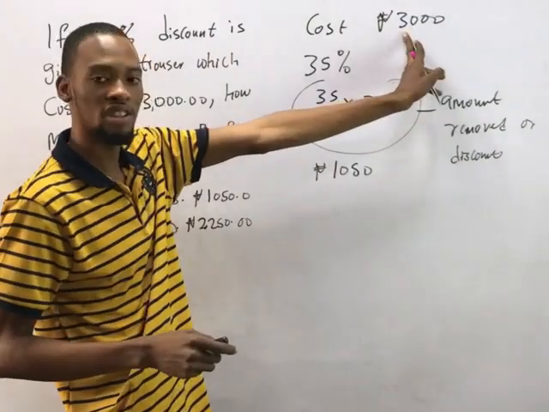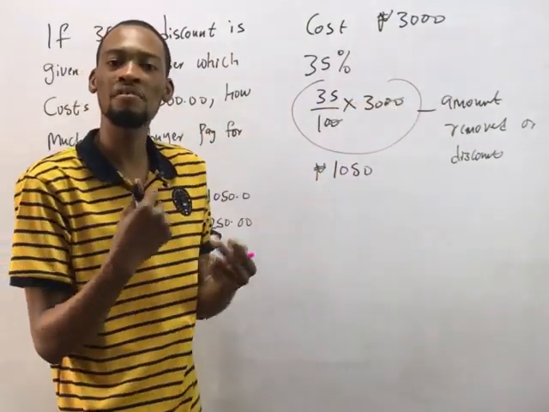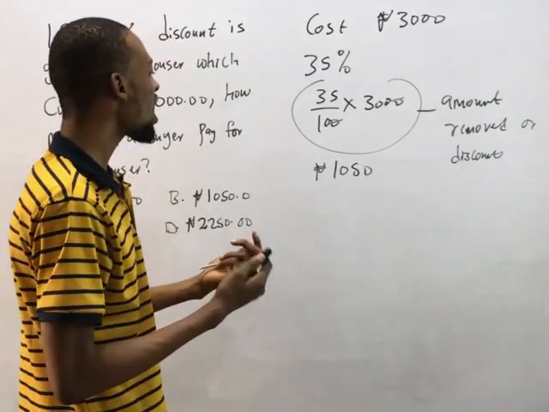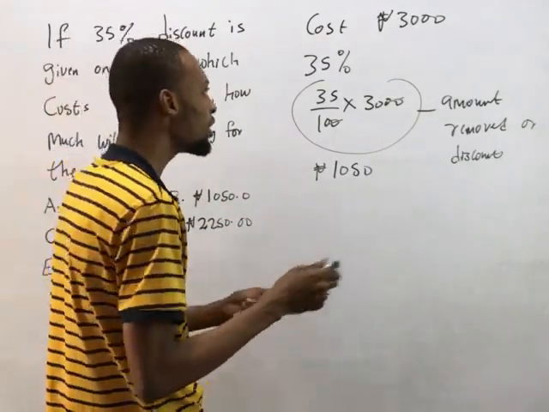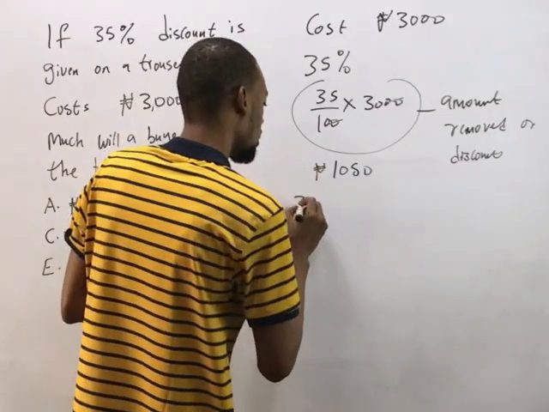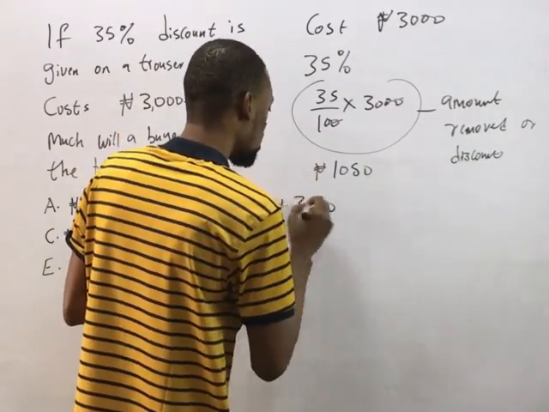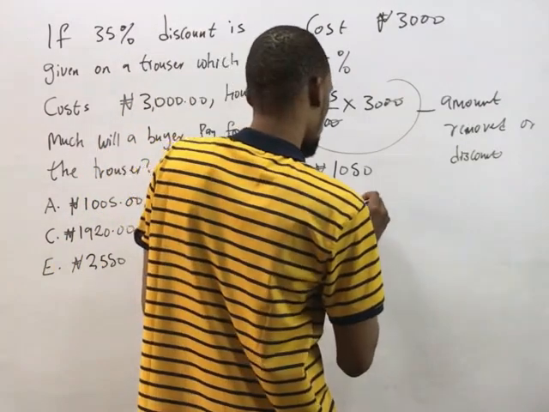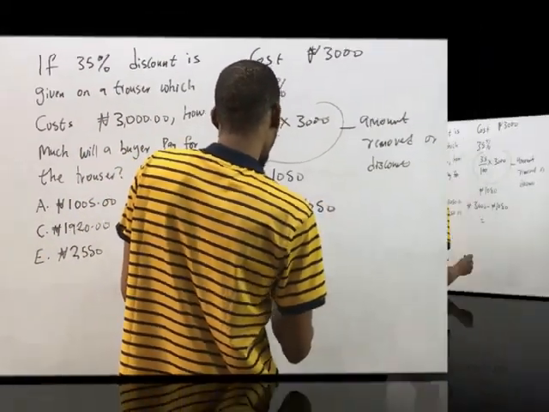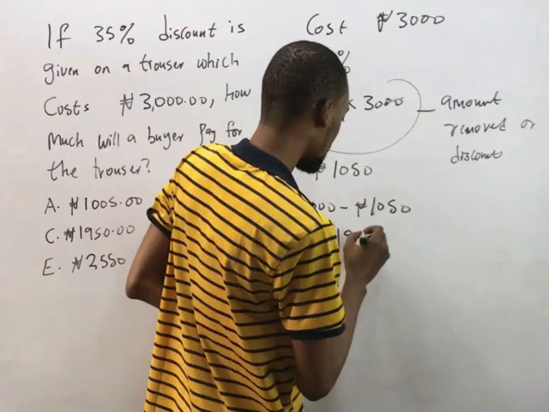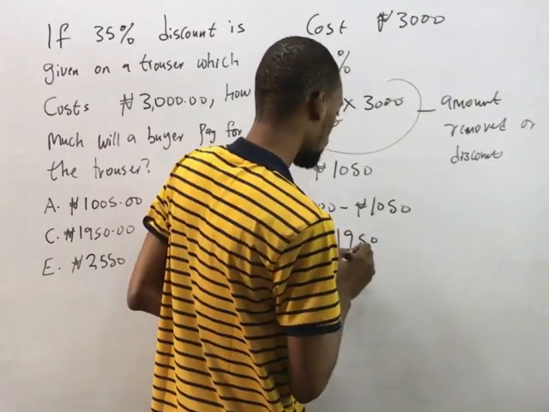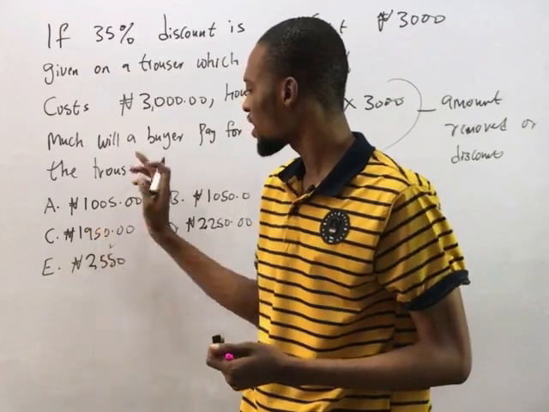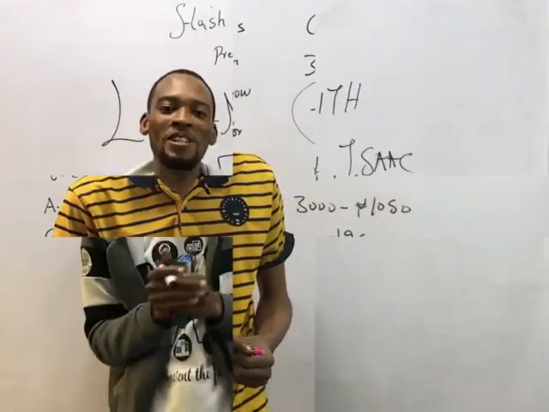So instead of 3,000, the seller removed 1,050 naira from the trouser. So the amount any buyer will pay will simply be the normal price, which is 3,000 naira, minus the amount he removed, which is 1,050 naira. So this should give you 1,950. So this is the amount, and that's option C, 1,950.